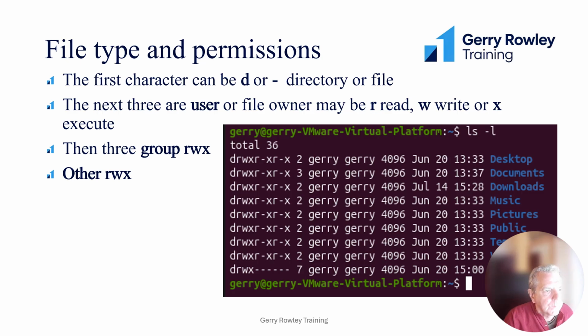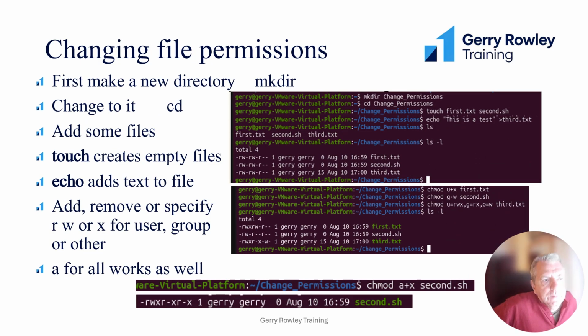We can change them. So what I'm going to do is look at chmod, which will change permissions on your files. In order to do that, I'm going to make a directory called change_permissions. And you can see on the printout there, mkdir, make directory, change_permissions creates a directory. cd will change the focus into the change_permissions directory. The touch command will create empty files. So touch first.txt second.sh will create two empty files.